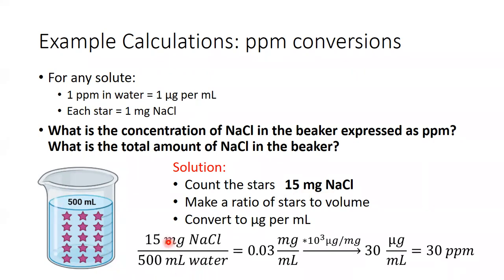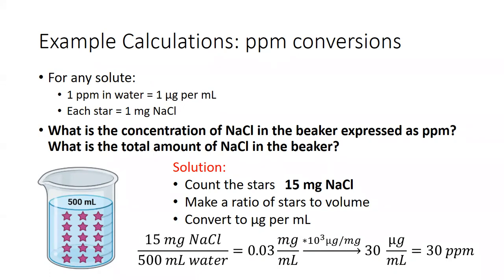Simply dividing them, we get 0.03 milligrams per milliliter, but we need to be in micrograms per milliliter for parts per million. So we're going to convert milligrams to micrograms by multiplying by 1,000. The milligram units will cancel out, and you'll end up with micrograms per milliliter, and that will be 30 micrograms per milliliter, which is equivalent to saying 30 parts per million of sodium chloride in our solution.